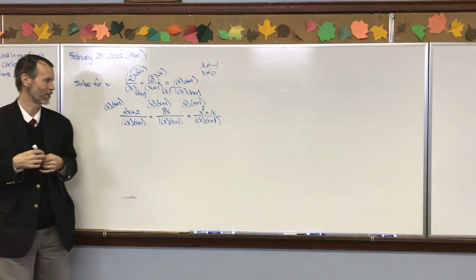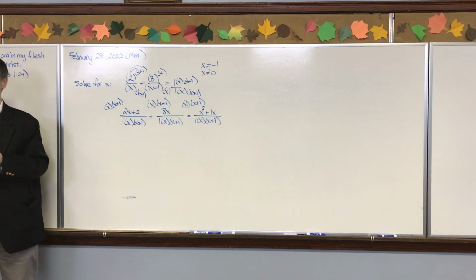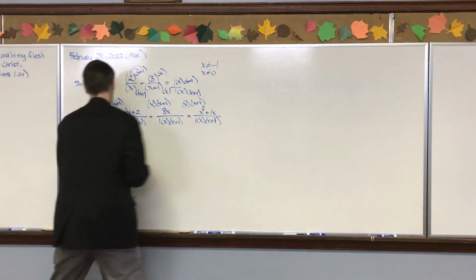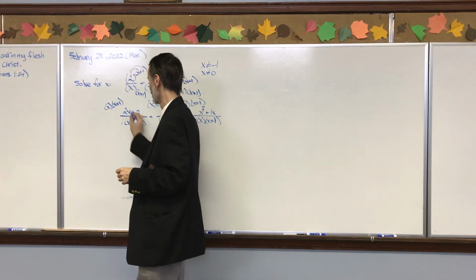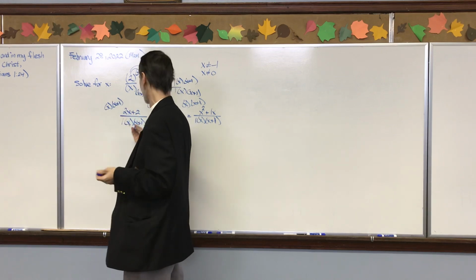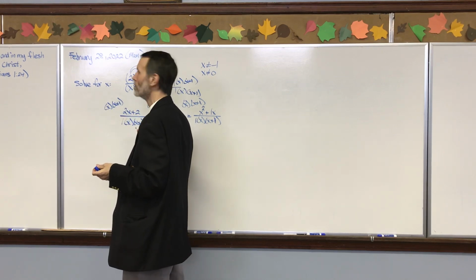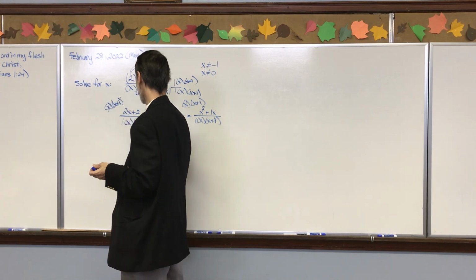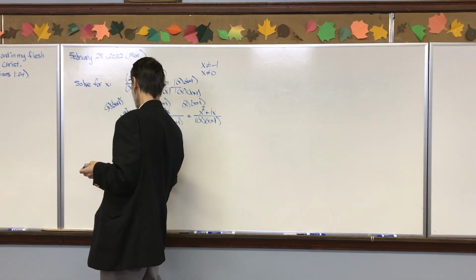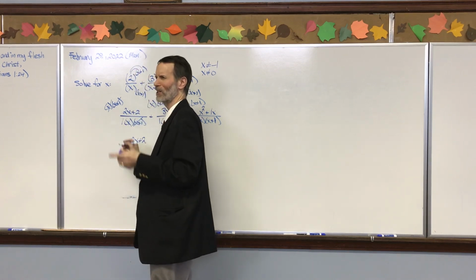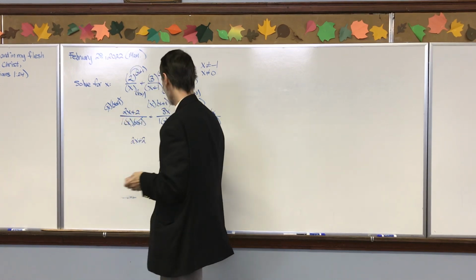What would you get if you do that? Rob, take over. What happens here? What do you get? 2x plus 2 over 1. Yeah, the x's cancel, the x plus 1's cancel. We're left with 2x plus 2 over 1. What does the over 1 do? Nothing, so you can leave it.